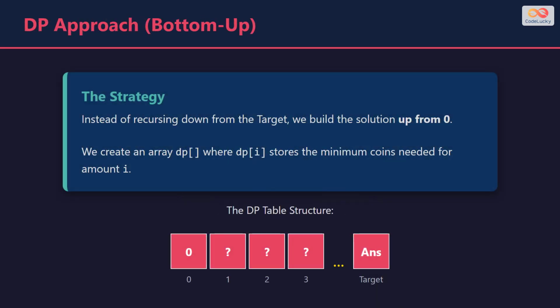To solve this efficiently, we use a bottom-up dynamic programming approach. Instead of starting from the top, we start from 0 and work our way up to the target. We create a table, let's call it dp, where each index i represents the minimum coins needed to make amount i.